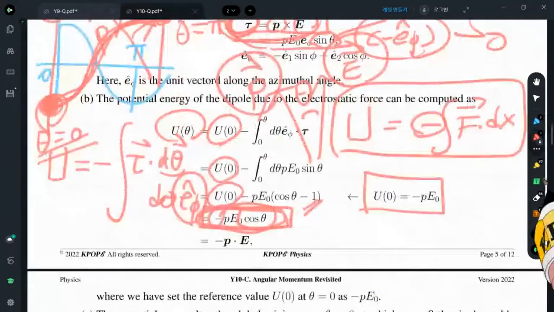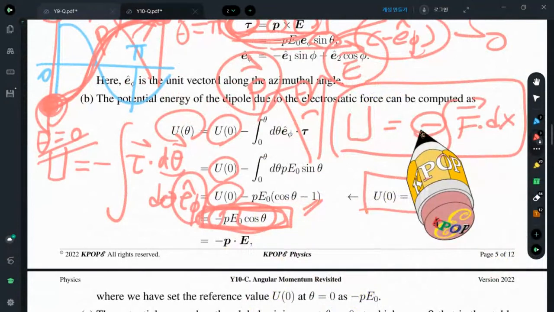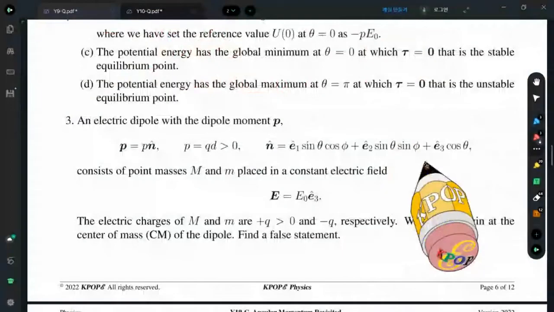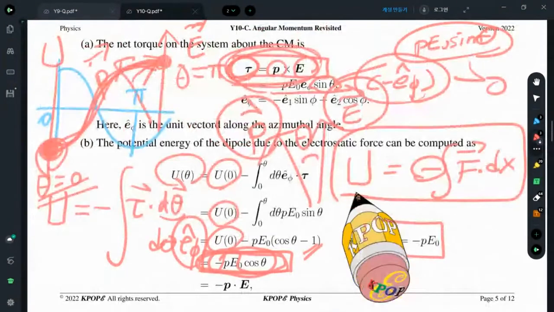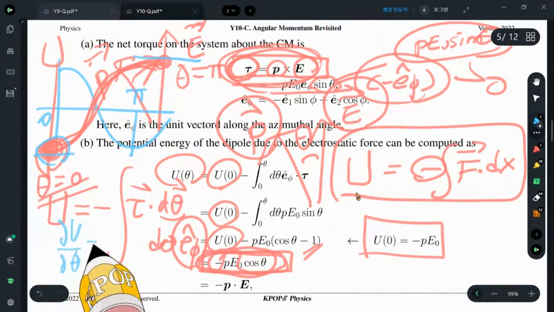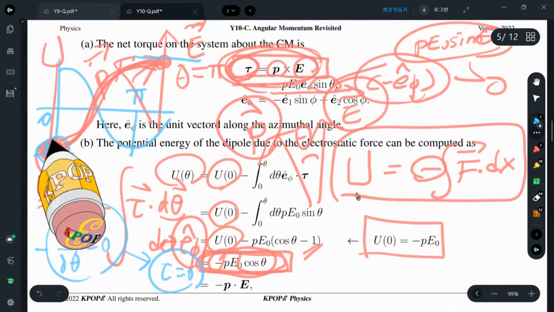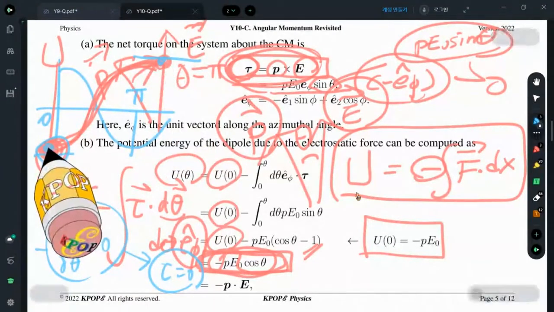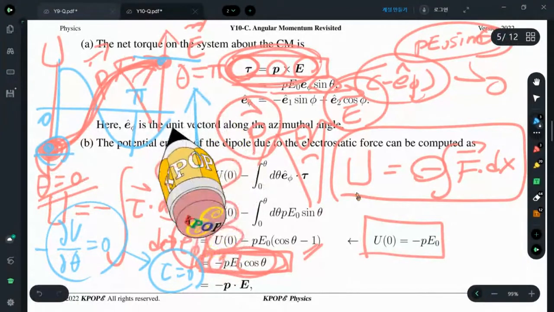So this looks like a trivial integral in mathematics class, but mathematics doesn't tell you anything. You need to interpret the physical meaning. You find there are 2 points at which the derivative of the potential becomes 0. When the derivative of the potential becomes 0, the torque is 0. No torque here, no torque here.